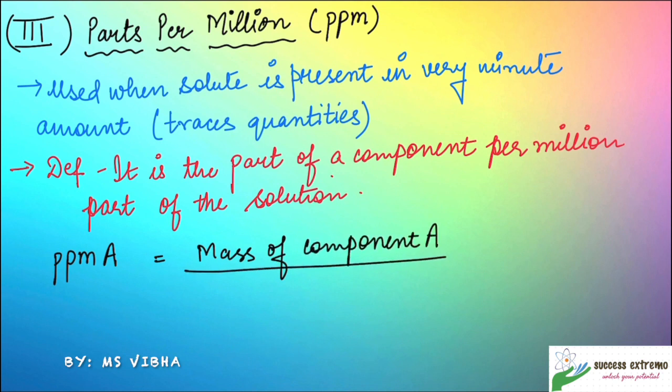Why we are using 10 raised to power 6? Because million is 10 lakh. Since 1 lakh contains 5 zeros, so million will have 6 zeros. So into 10 raised to power 6.